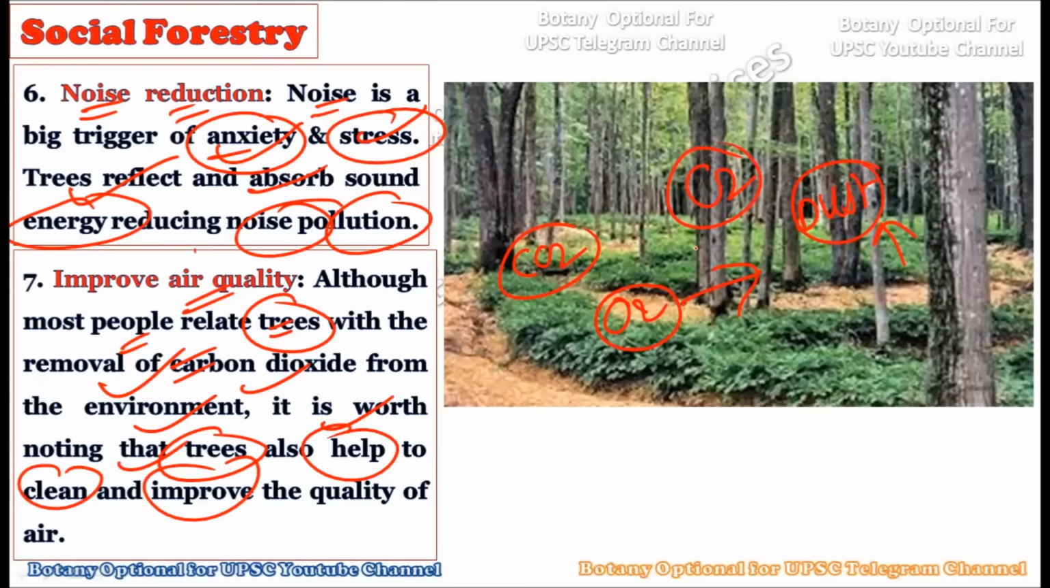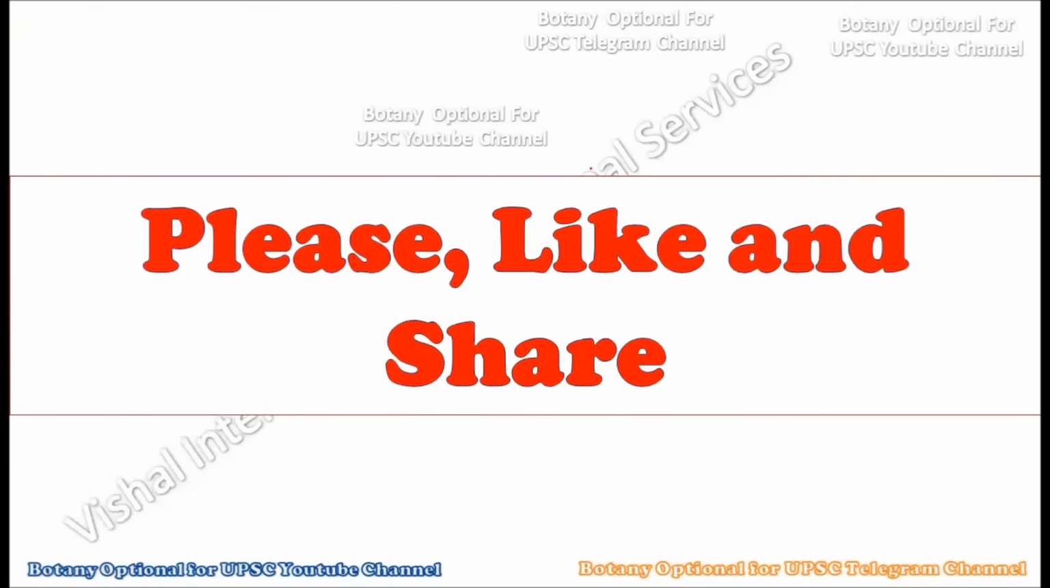Social forestry has all of these advantages, and hence governments most of the time promote social forestry programs. So basically, here we have understood what we mean by social forestry. Then we have understood the different types of social forestry. Then we have also discussed the different advantages of social forestry. So this is all about social forestry.